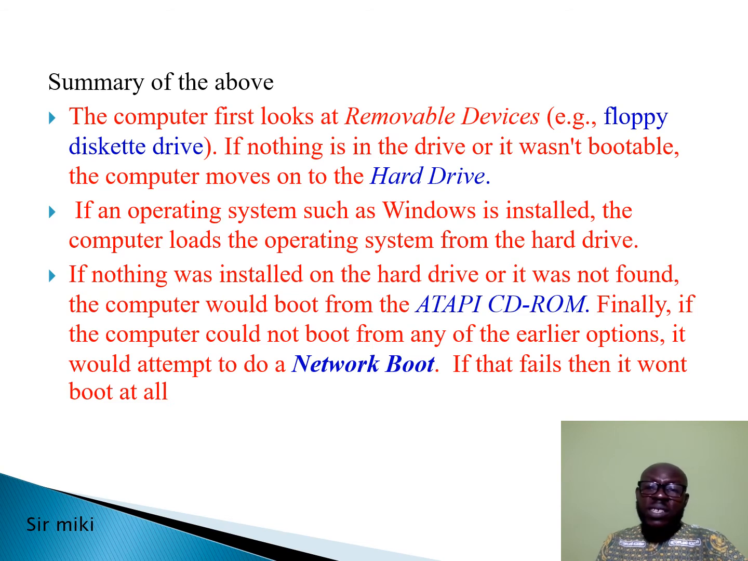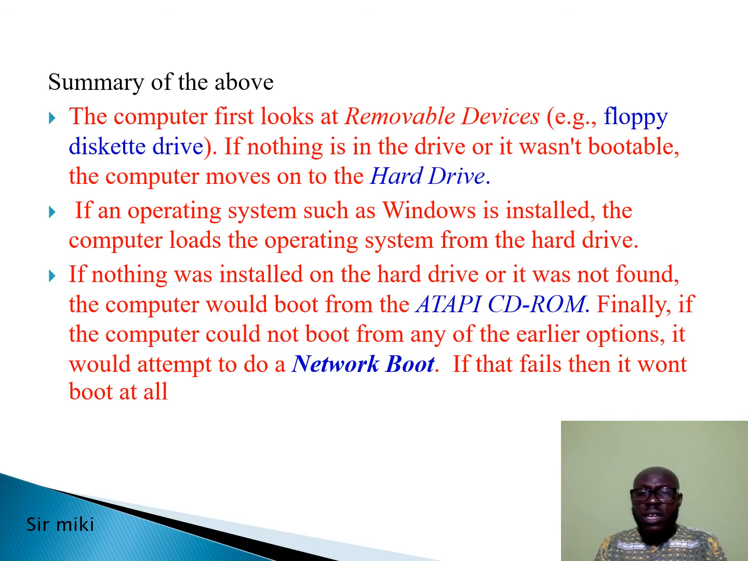If an operating system such as Windows is installed, the computer loads the operating system from the hard drive and places it in the memory. That is, if we have an operating system on the hard drive, the machine will pick it and place it into the memory of the computer so that we can start the installation. If nothing is found on this hard drive, the machine will move on to the CD-ROM. That is another bootable disk, so that we will be able to get our operating system and run the application software.